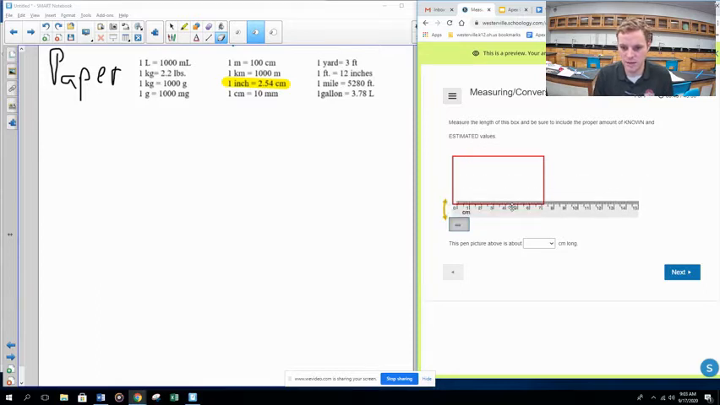So I'm going to go ahead and take this up to the edge of this rectangle here. Now you'll notice this is coming in just about 7.5.